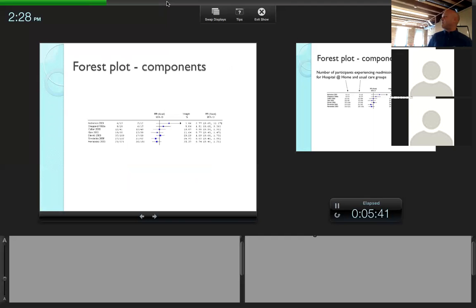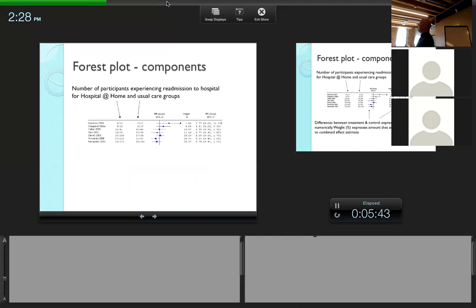So the components of a forest plot we've already talked about. This one is from an intervention for COPD, an educational intervention to stop people being readmitted to hospital. So it's a hospital at home intervention. You go in, you treat them in the community, give them some education and support compared to usual care for preventing hospital readmission. And so our outcome is dichotomous. You're readmitted or you're not, right? So it's counts. So if we have a look here, we can see the data from each individual study.